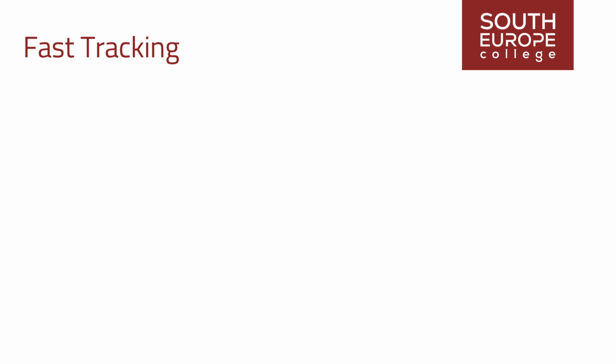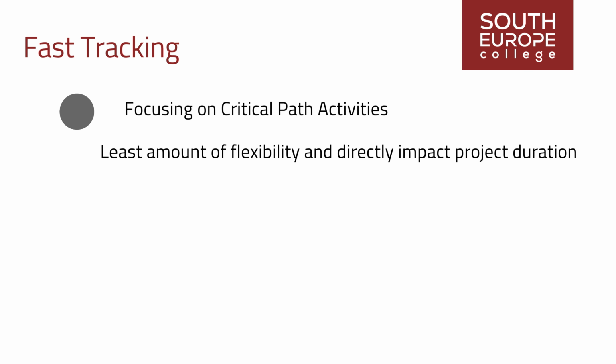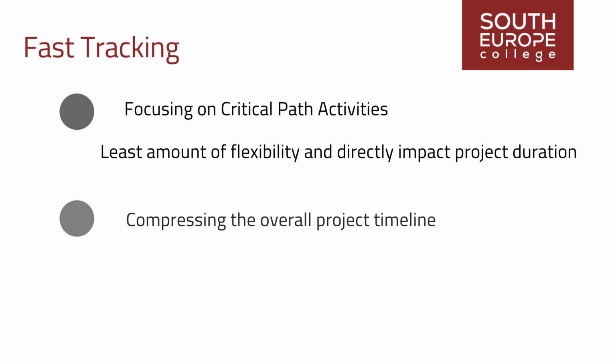Fast tracking specifically targets activities along the critical path, aiming to expedite project completion by concentrating efforts on essential activities of the path, which are those with the least amount of flexibility and directly impact project duration. Fast tracking endeavors to compress the overall project timeline. This strategic approach recognizes that any reduction in the critical path duration directly translates to a decrease in the project's overall duration.